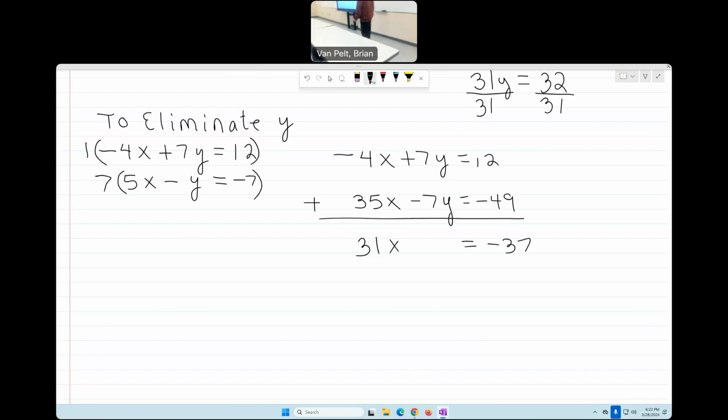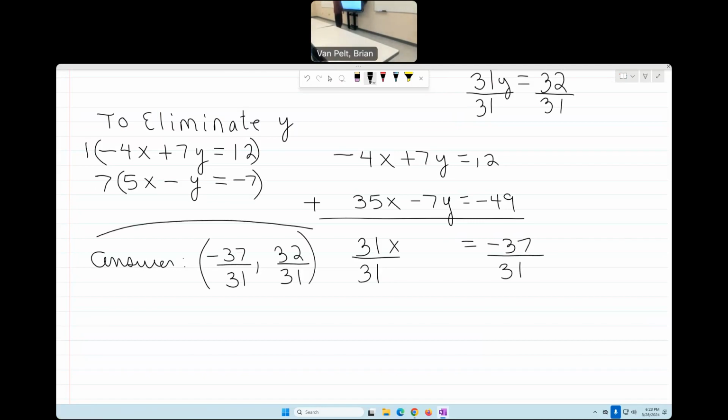And then to figure out x, divide by 31. This should give you comfort too. The denominator of both of them should be the same, usually the same, not every single time, usually it is. So our answer, and I know I wrote half of it, but I'll write the answer down here. We have the x, negative 37 over 31. And then the y was 32 over 31. Right, so just make note, obviously, there's no way we could have done that on a graph.